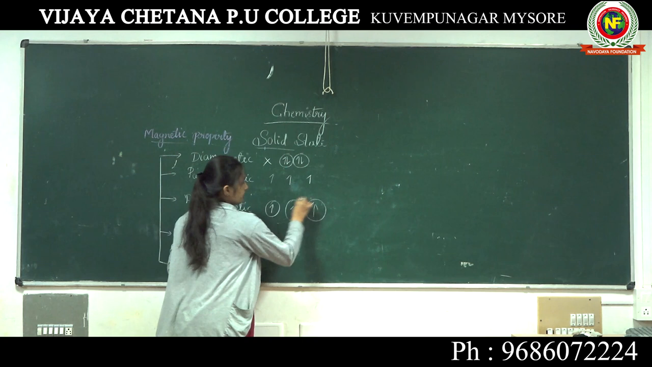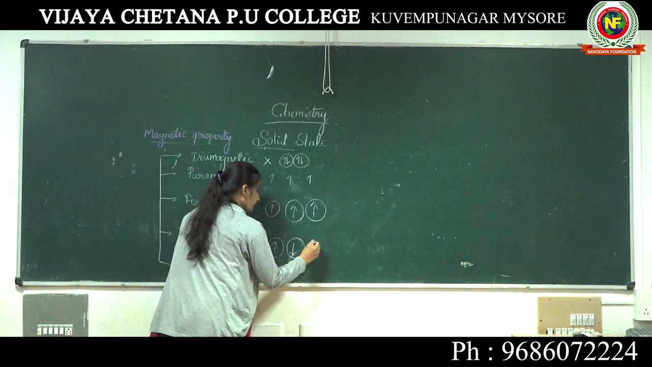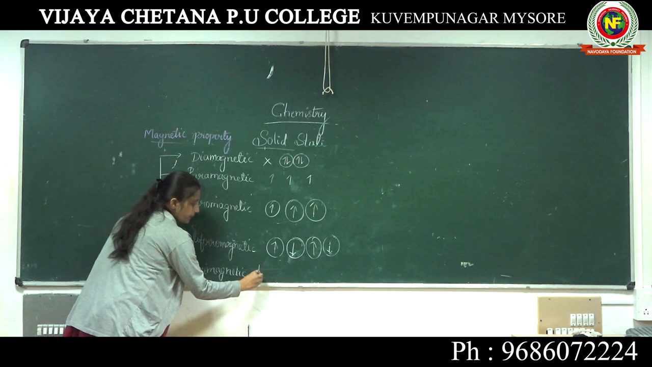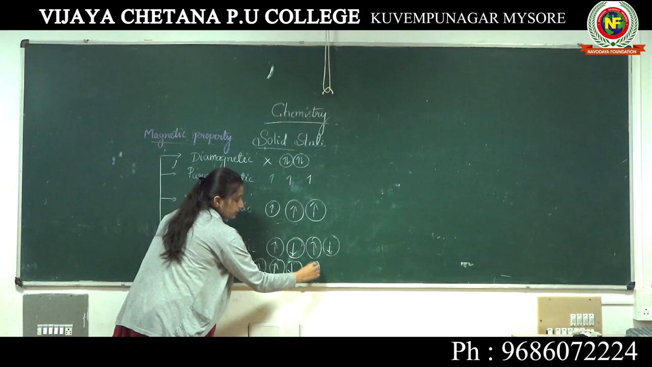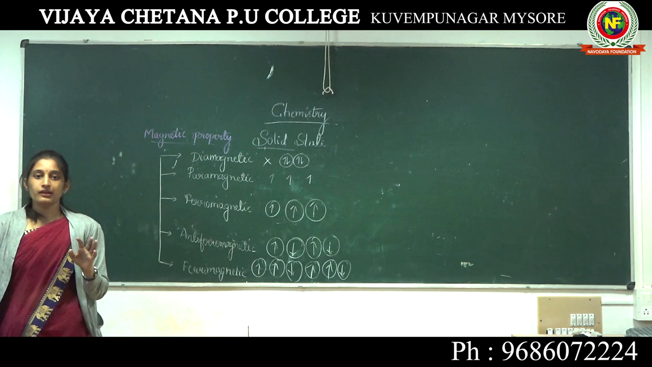Antiferromagnetic means one domain upside, one downside. Next, one upside, one downside. Last one, ferrimagnetic: some are up, some are down, but the domains' arrangement is not proper. That's why it will show the magnetic property. And last one, Curie temperature. Is it clear? This is regarding the magnetic property and the electrical conductivity.